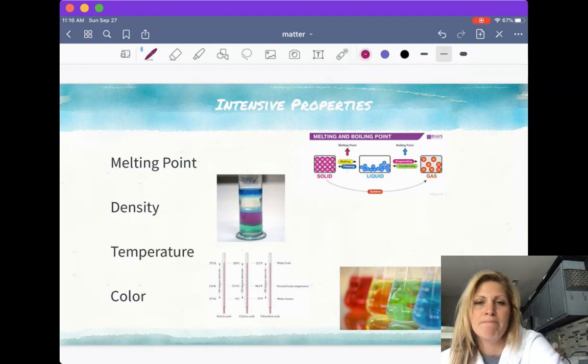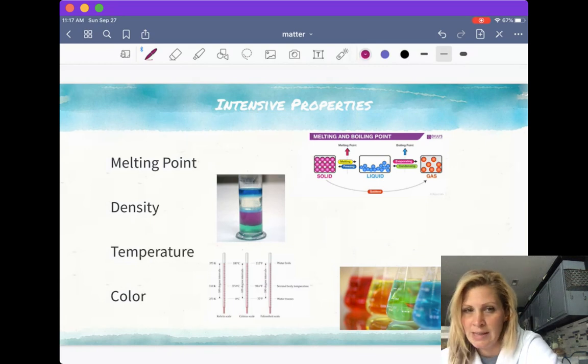So if I had a pot of water, it doesn't matter how much water is in the pot, it's still going to boil at the same temperature. Doesn't matter how much ice I have, it's still going to melt at the same temperature. So the amount has nothing to do with the measurement of that property.